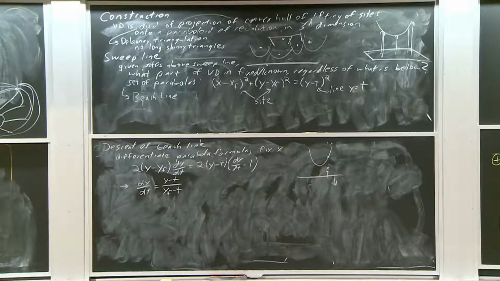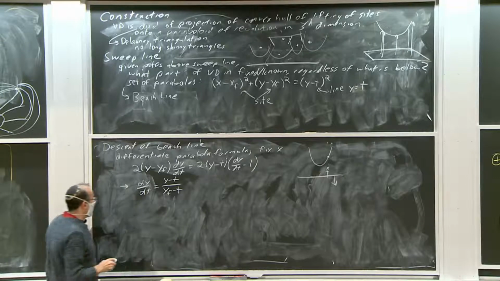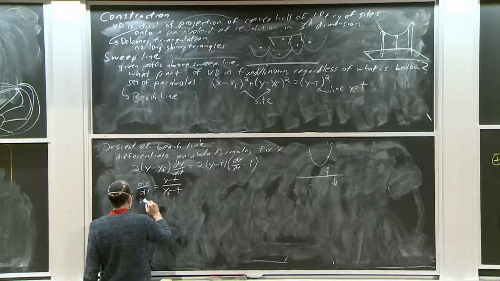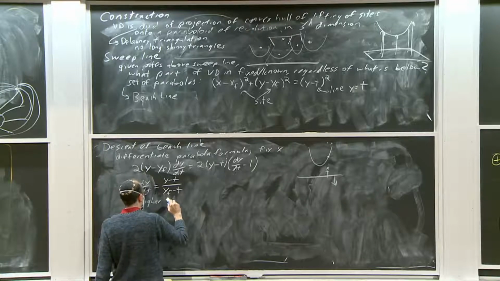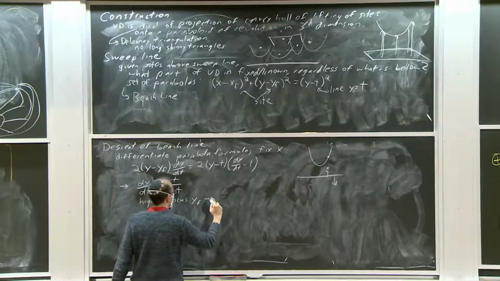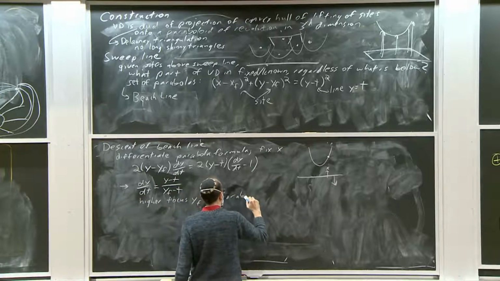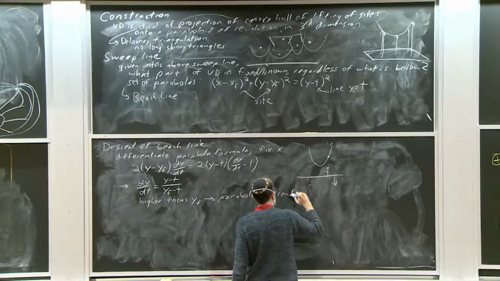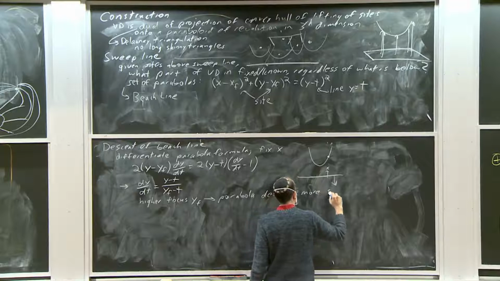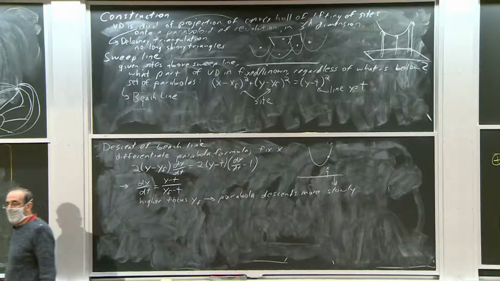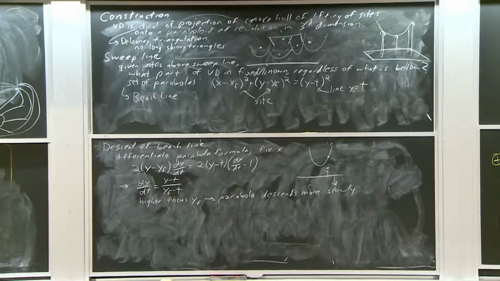Okay. And the exact formula isn't important. What I want to take away from this is that if I have a higher focus, yf, then the parabola descends more slowly, at all points.